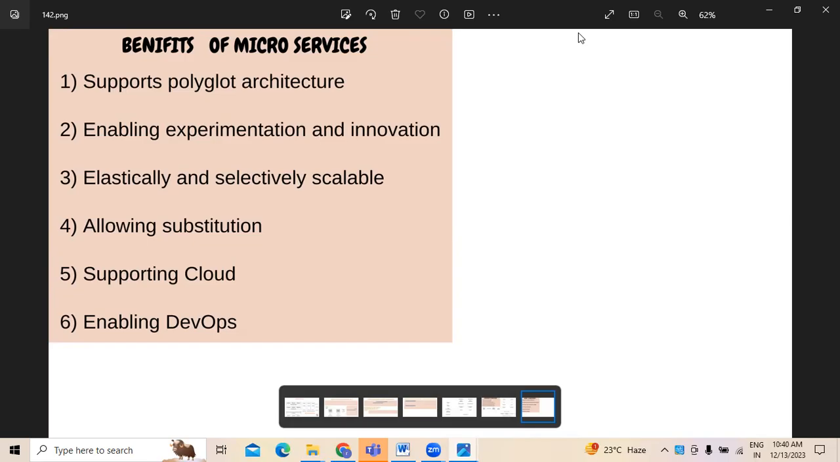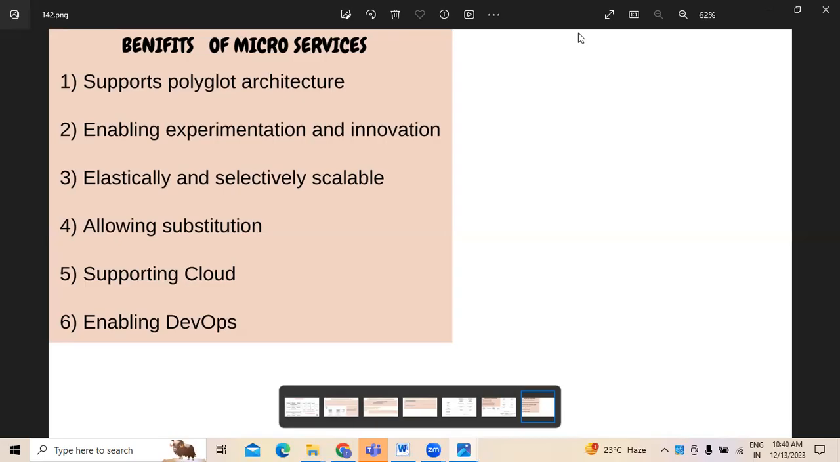Next point is about allowing substitutions. This is also one of the benefits of microservices, because normally microservices are self-contained, you know it, right? So these are all self-contained, independently deployable modules. The major advantage here is that it is possible to substitute any microservice with another similar microservice.